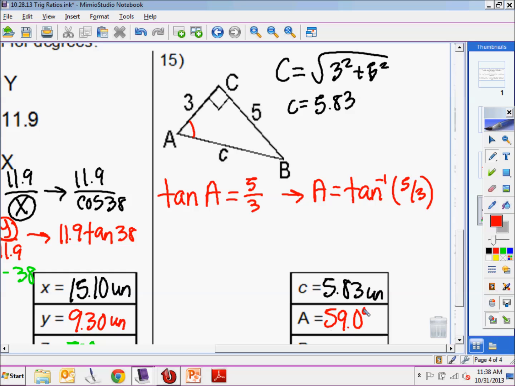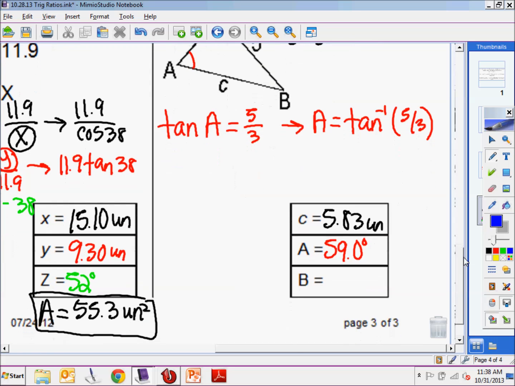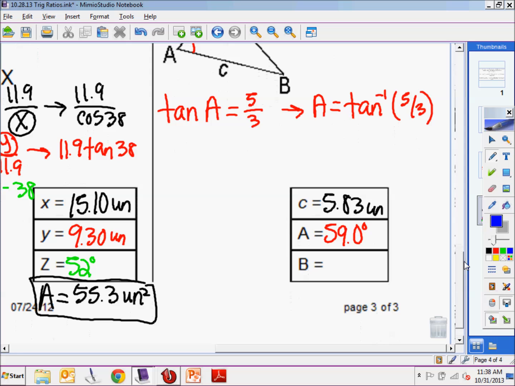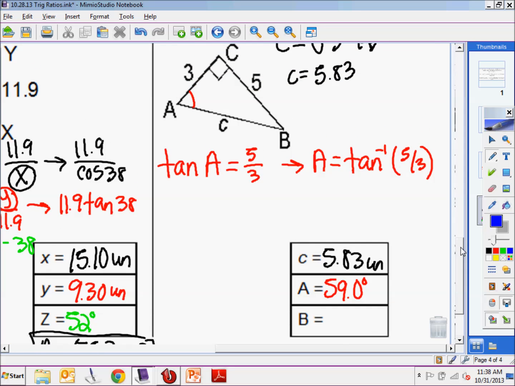Do we have to put the zero? Yes and no, depending on what kind of test you're taking. If it says round to the nearest tenth, they expect you to put a 0. Is that degrees? Yeah, because we were looking for an angle, so therefore it has to be degrees.